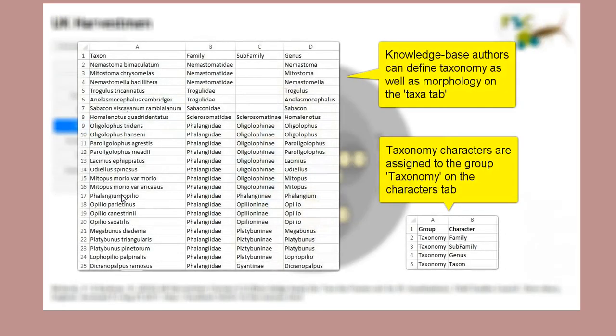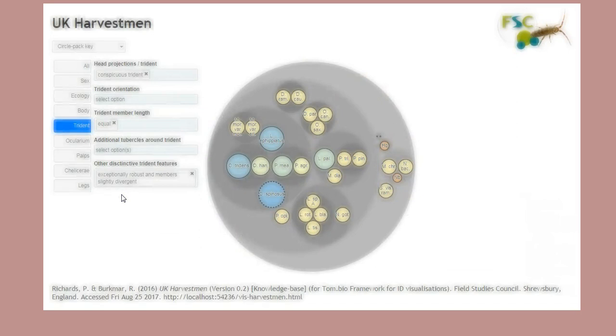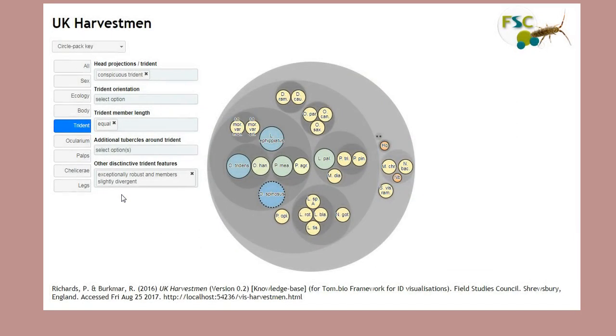Knowledge base authors can define higher level taxonomy in the knowledge base, and the visualisation uses this to group taxa. So here we can see that several taxonomic levels have been defined, and by moving the mouse pointer over any of the circles I can see a tooltip indicating both the taxonomic rank and name.